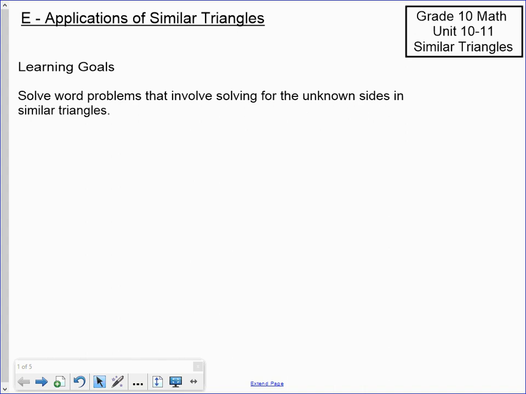So in this lesson, we're going to look at some applications of similar triangles. So we're taking the skills that we picked up in the last section, where we were working with similar triangles and solving for the lengths of unknown sides. And we're going to apply this to situations where they basically just give us a description of the situation. So we want to be able to solve word problems that involve solving for the unknown sides in similar triangles.